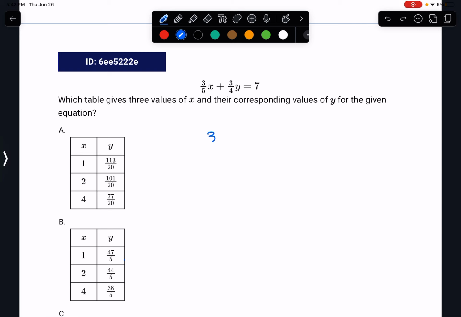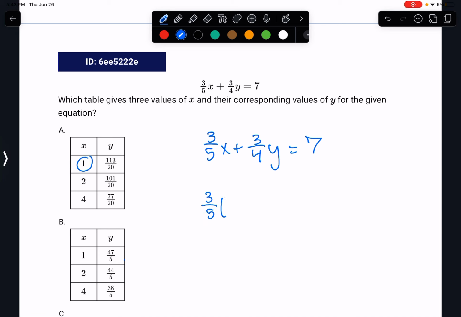So we have 3 over 5 x plus 3 over 4 y is equal to 7. Now, every time you solve a math problem, you're going to want to write every single part of it out, otherwise you may mess up somewhere along the line. So I'm just going to write this all out and plug everything in.